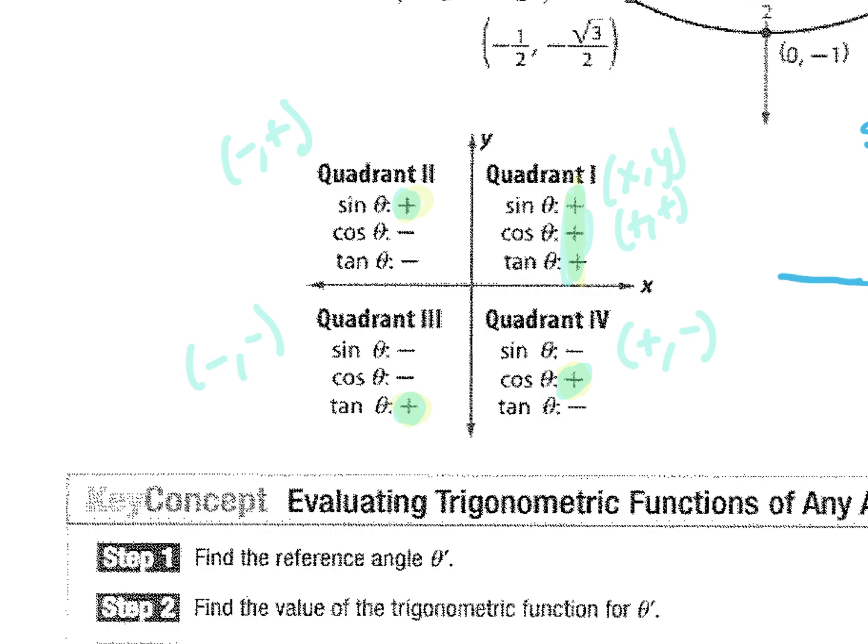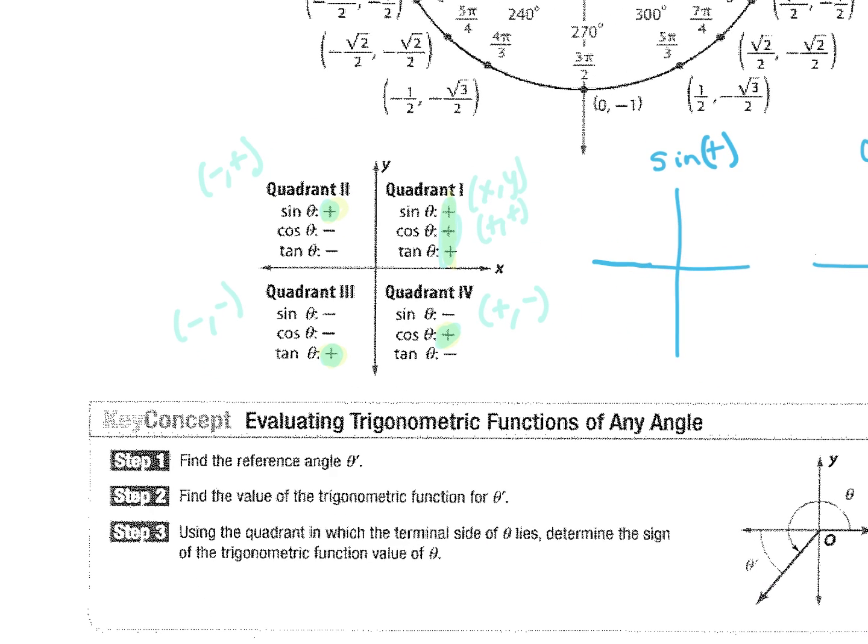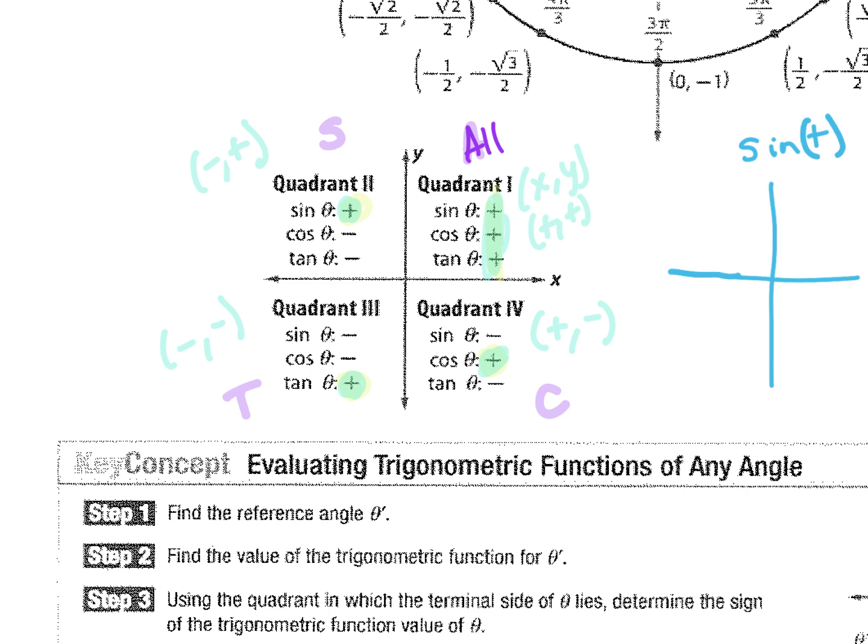So the way a lot of people memorize this, there's a mnemonic device where you put an A, S, T, C. And so this is telling us that all of the trig functions are positive in quadrant 1. The sine value is the trig ratio that is positive in quadrant 2. The tangent value is the one that is positive in quadrant 3. That means the other two are negative. And the cosine value is positive in quadrant 4. That means sine and tangent are negative.